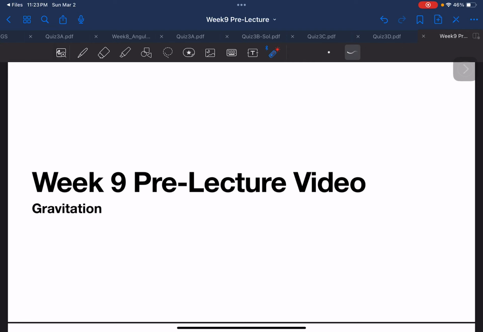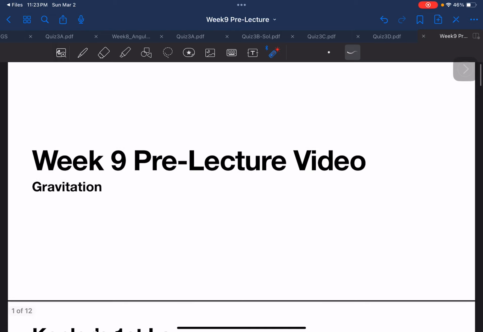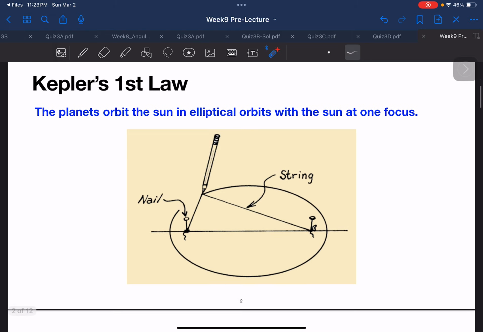Alrighty, in this week's pre-lecture video, we are briefly going to cover Kepler's three laws, and then we'll talk about Newton's law of gravitation. So Kepler's first law states that the planets orbit the sun in elliptical orbits with the sun at one of the focus points. So here are the two focal points of an ellipse, and here's the shape of an ellipse. And what Kepler's first law says is all planets have an elliptical orbit with the sun at one of these focus points.